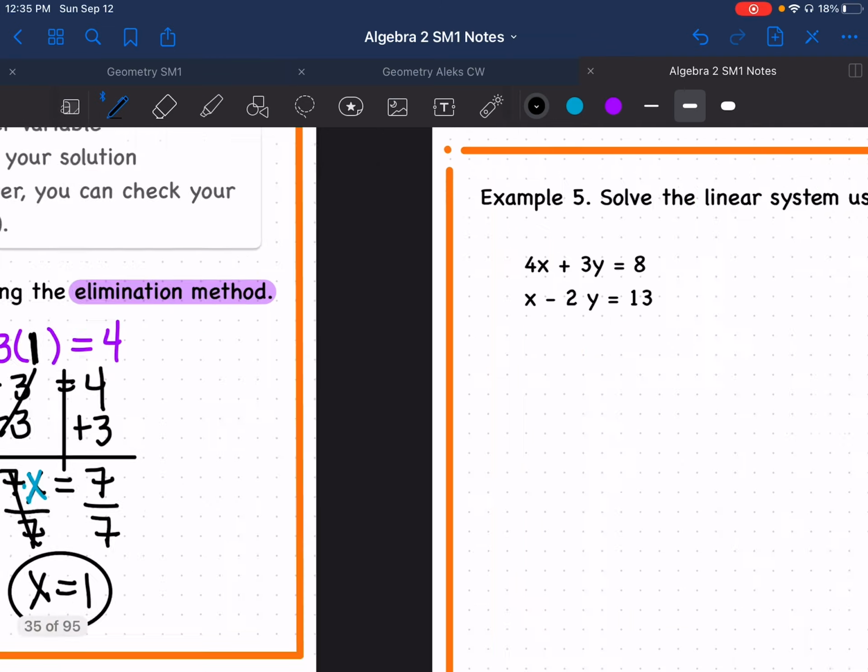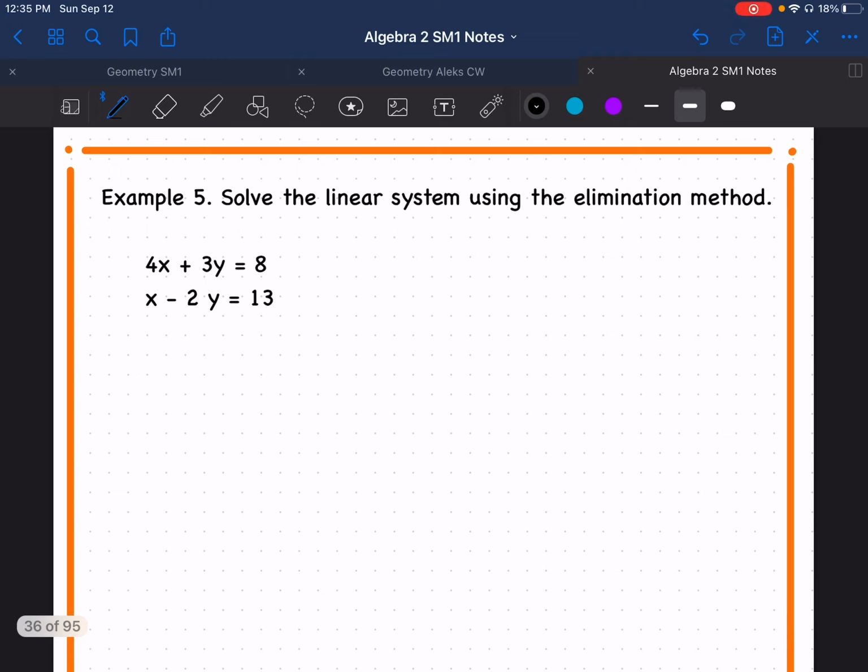All right, I think I have one last one. Let's go ahead and solve using the elimination method. Okay, let's double check to make sure that we are in standard form. So 4x plus 3y equals 8. A is 4, B is 3, C is 8, and x minus 2y equals 13. A is 1, B is -2, and C is 13.